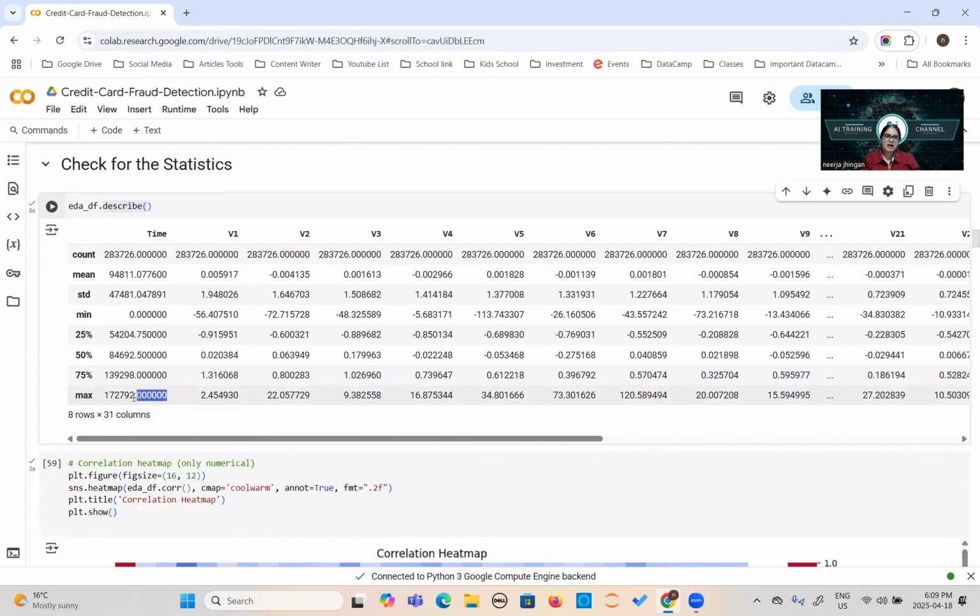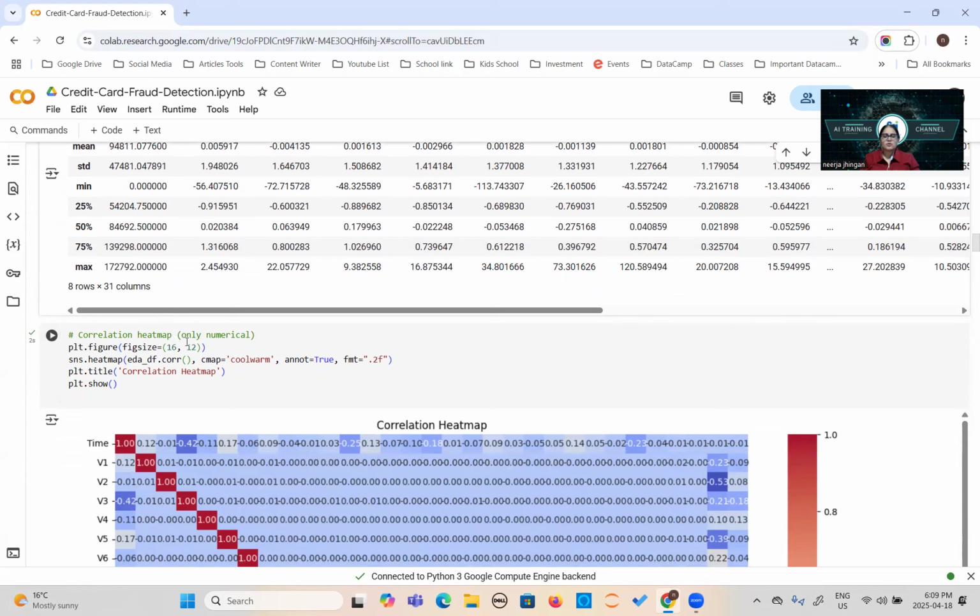It also gives you the idea about the outliers too. If your maximum value is very far away from the mean, there might be an outlier. Outlier means your data point is very far away from your mean value, the average value. Okay.